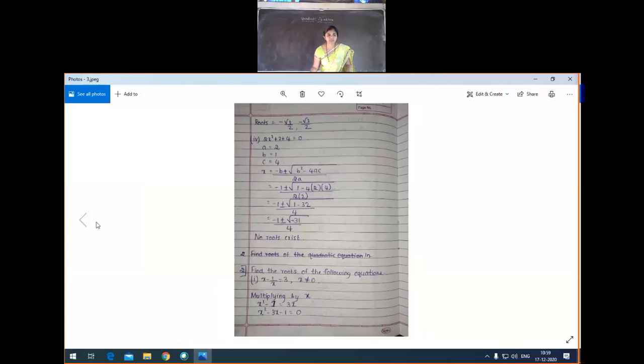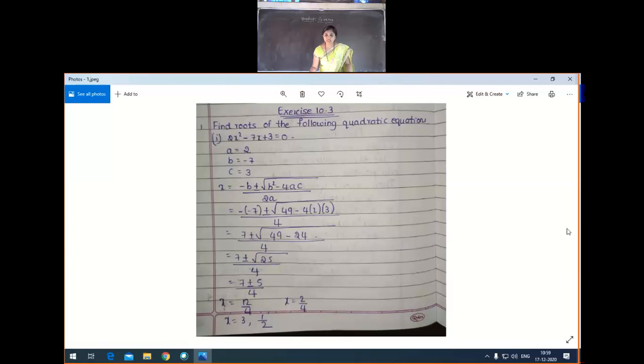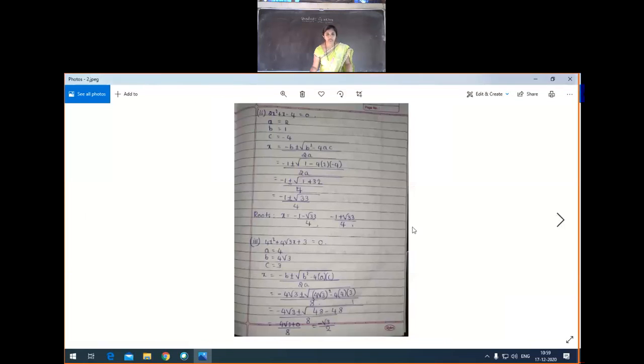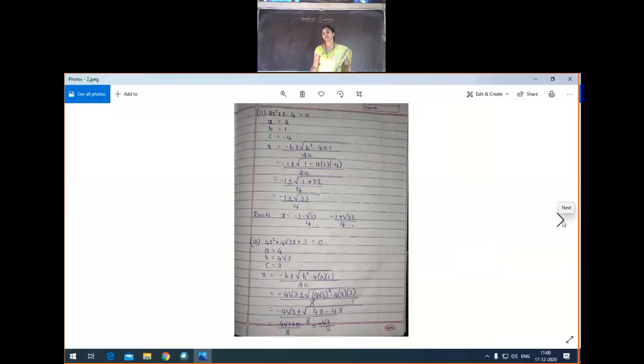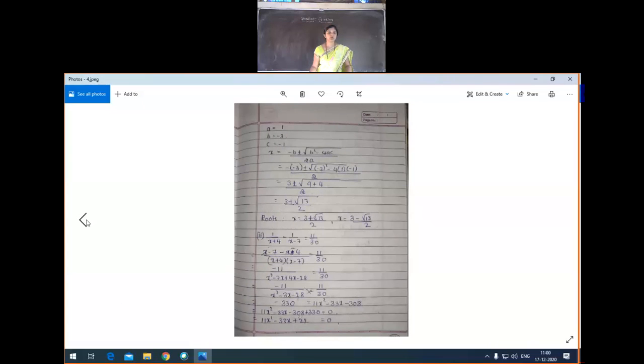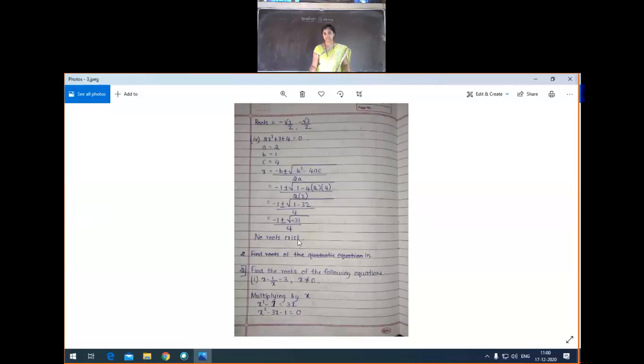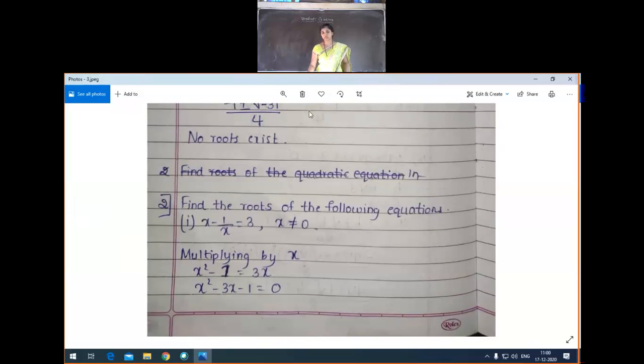Now you just see the second problem. Square root of 33, plus 33 is there. That's why we can write the roots for this: x is equal to minus 1 minus root 33 by 4, minus 1 plus root 33 by 4. But in the last problem, the fourth problem, a negative number is there, so we cannot write roots, okay? So that's why you have to write the reason as no roots. No roots exist, okay? Got the idea of this problem, students?